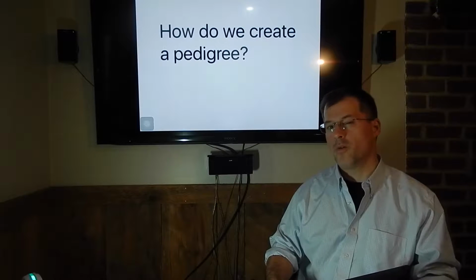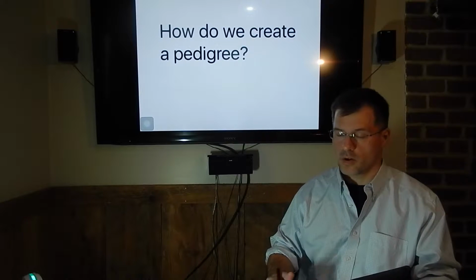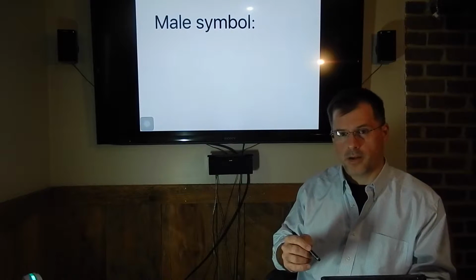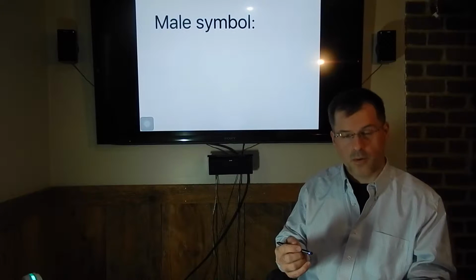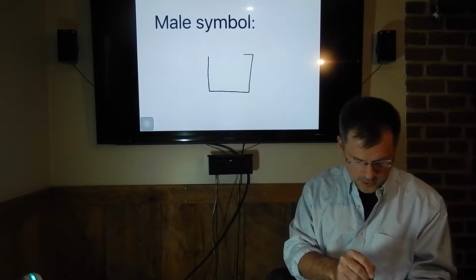In order to make our own pedigree, we have to learn the basic symbols first. So we're going to go over those. First, in order to create a pedigree, we're going to need to know the symbols for a male and a female. The symbol for a male is simply a square, just like this.